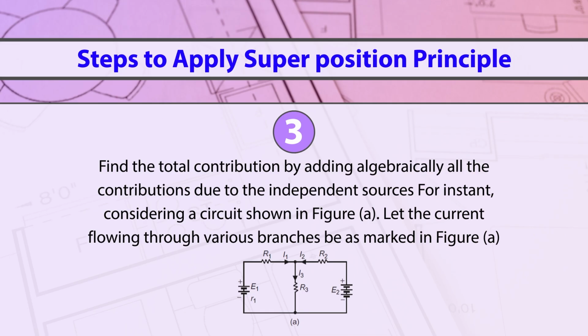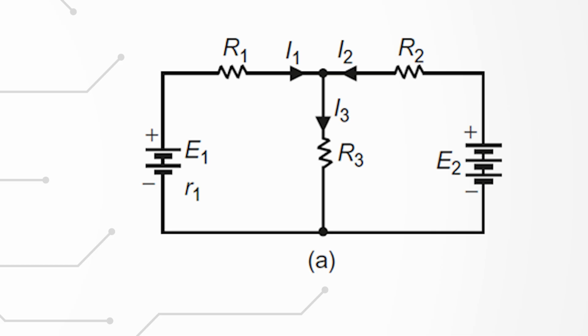For instance, consider the circuit shown in figure A, and let the currents flowing through various branches be marked as in figure A. Here you can see in the diagram the current flowing in resistance R1 is taken as I1, the current flowing in branch R2 is taken as I2, and the current flowing in resistance R3 is taken as I3. There are two voltage sources acting, E1 and E2. E1 has internal resistance R1 and E2 has internal resistance 0. That means E2 is an ideal voltage source and E1 is a practical voltage source.